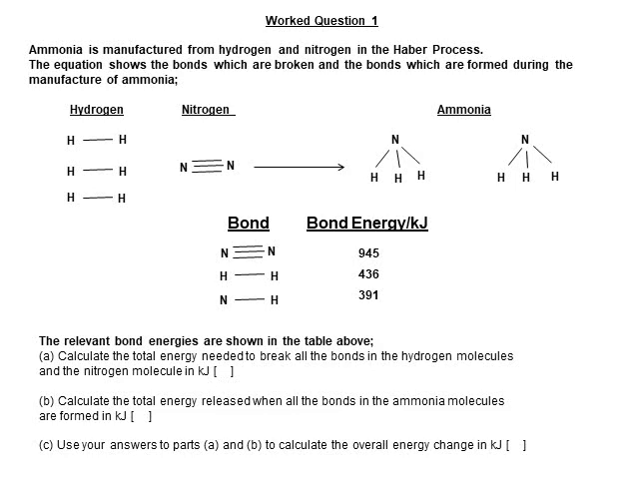Calculate the total energy released when all the bonds in the ammonia molecules are formed. So we've got 6 nitrogen to hydrogen single bonds. That's 391 times 6, which is 2346 kilojoules. We do reactants minus products, 2253 minus 2346, and we get minus 93 kilojoules.